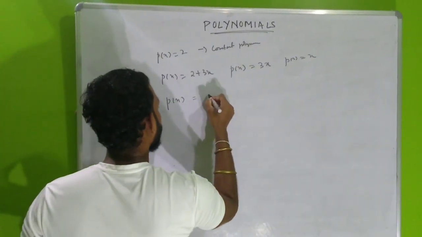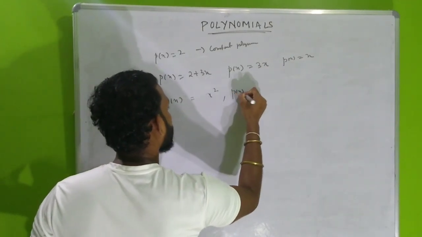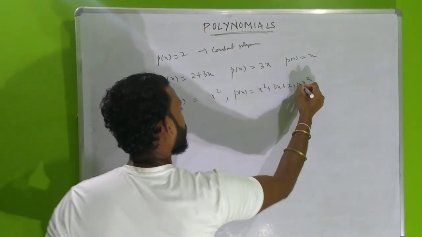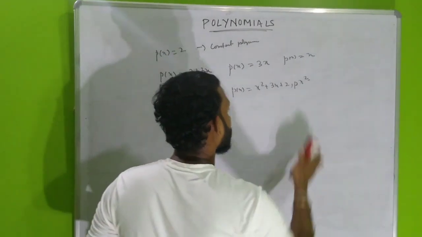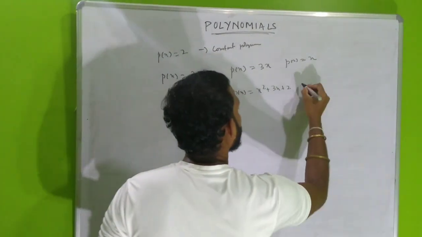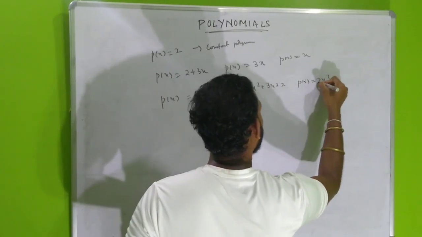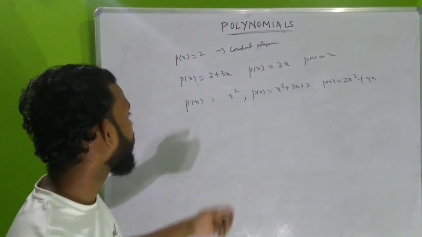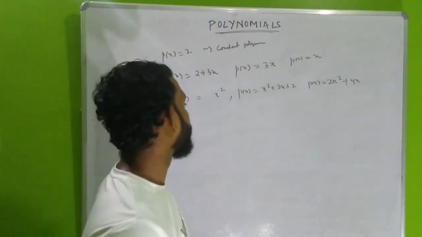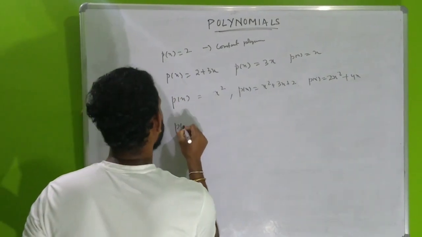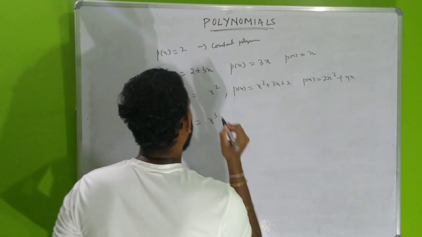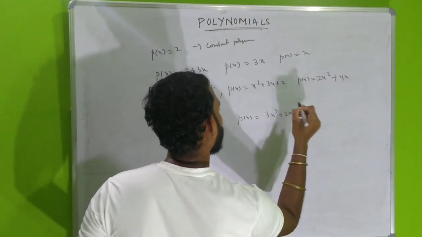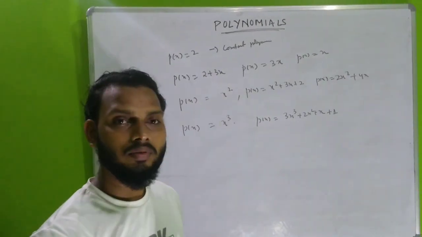Similarly, p(x) is equal to x square. p(x) is equal to x square plus 3x plus 2. p(x) is equal to 2x square plus 4x. All these are examples of quadratic polynomials, because you can see here the degree of this polynomial is 2. Likewise, you can give examples of cubic polynomials. All these are examples of cubic polynomials.